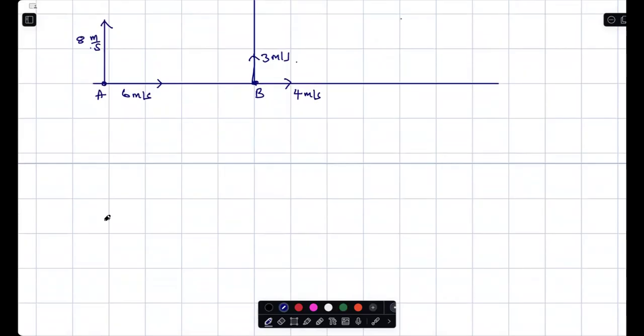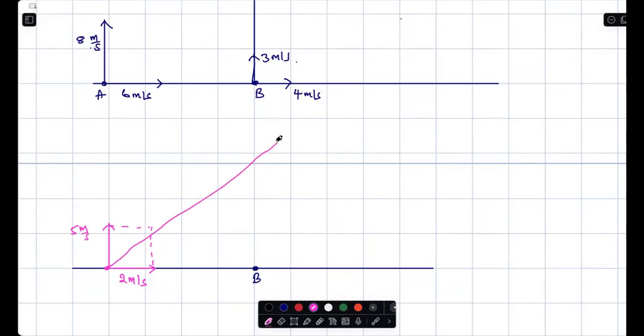Now you draw everything in the terminology of B. Now I am in the frame of B. What will I observe for A? A will have one velocity. What is that? 6 minus 4, because both are in the same direction, 2 meter per second. The other one, 8 minus 3, 5 meter per second.